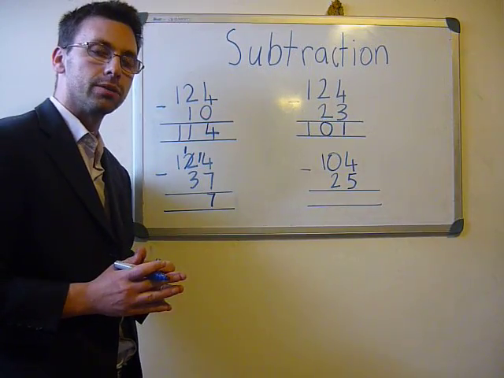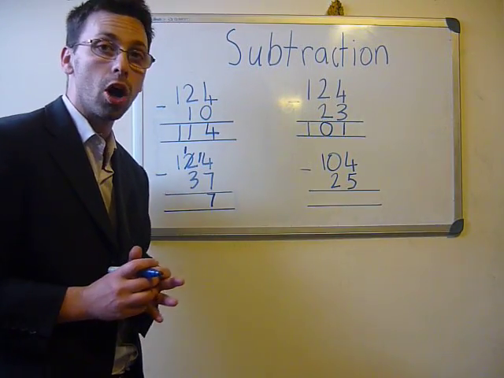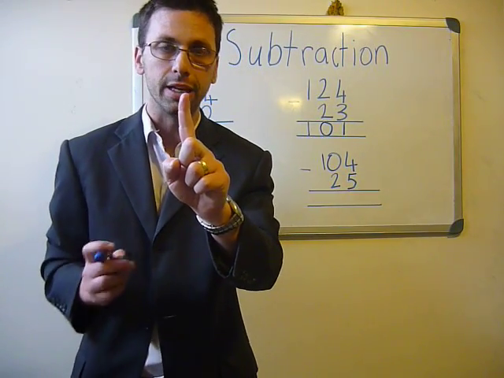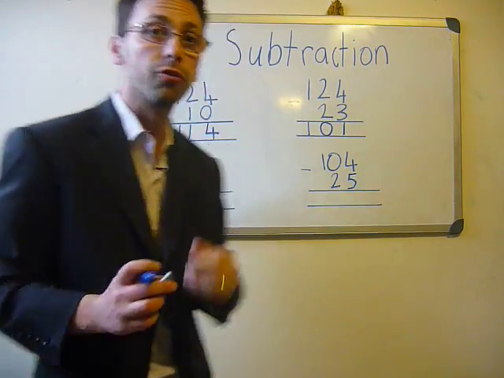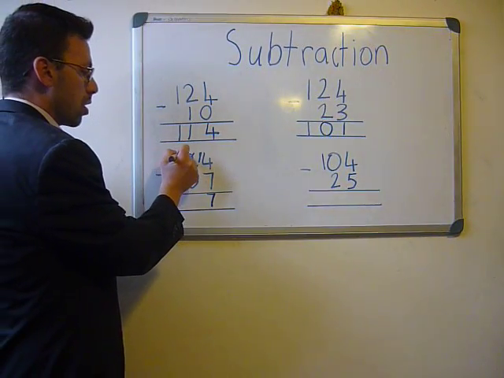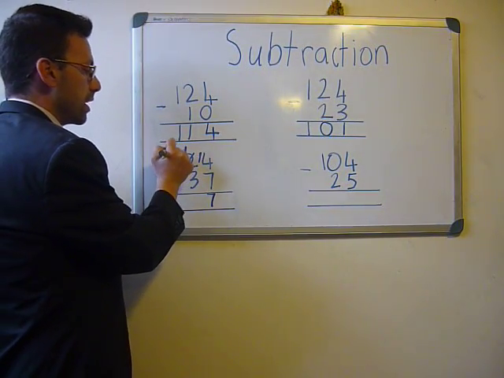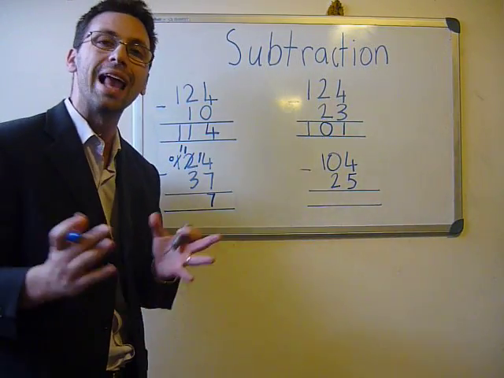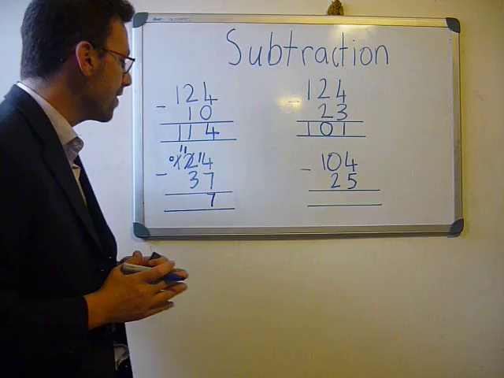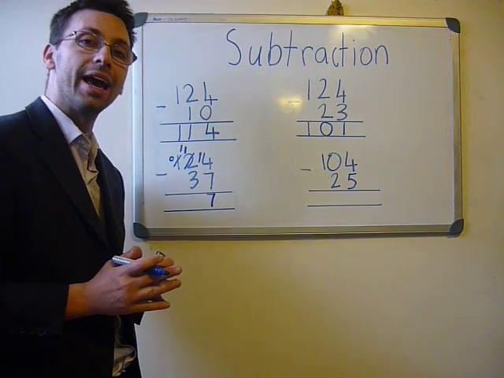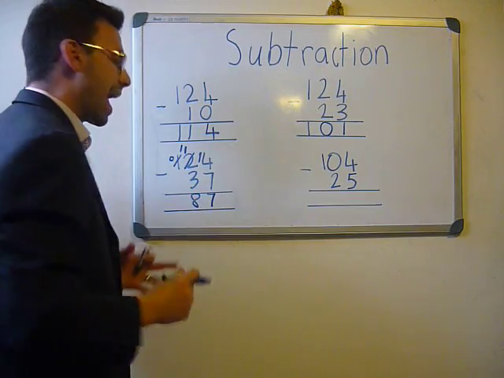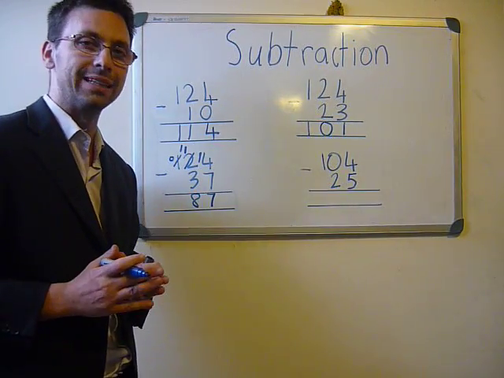1 minus 3. Can we do it? No. 1 take away 3. You don't have 3 fingers. But if you borrow from the next column, 1 to a 0, give that column another 1, that now goes to 11. 11 minus 3 equals 8. Yes, you're correct. 87 is the answer.